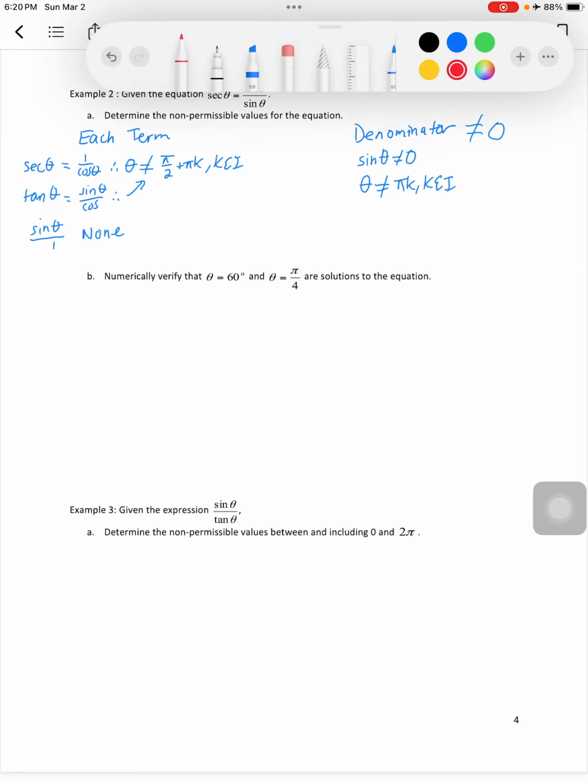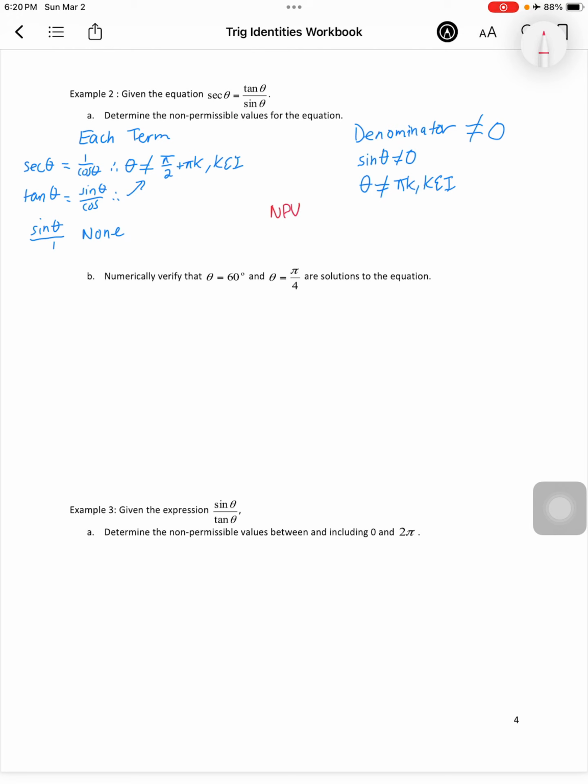Now, to answer the question, you're just going to write NPV, and write down a list of what theta cannot be equal to. So here, theta cannot equal pi over 2 plus pi k, k an integer. And even though this applies to both secant theta and tan theta, you only need to write it once. And the other one we have here is theta cannot equal pi k, k an integer. And that would be your answer.